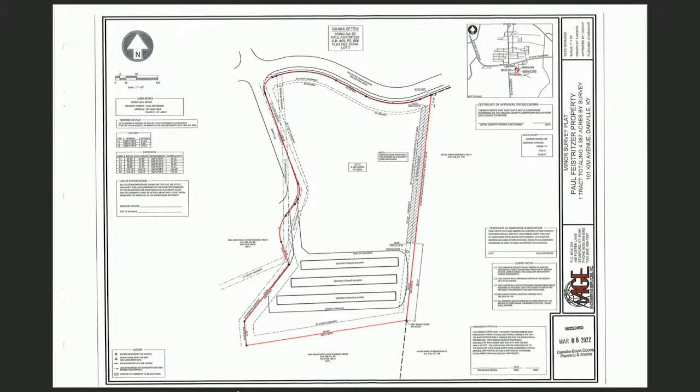Commissioner Griffin, motion for approval. Second. Commissioner Ruby, second the motion. Any discussion? All in favor?